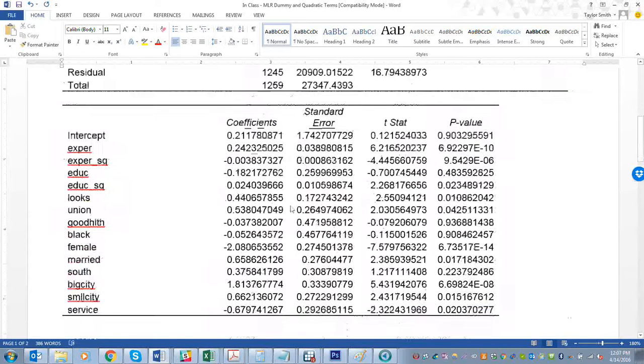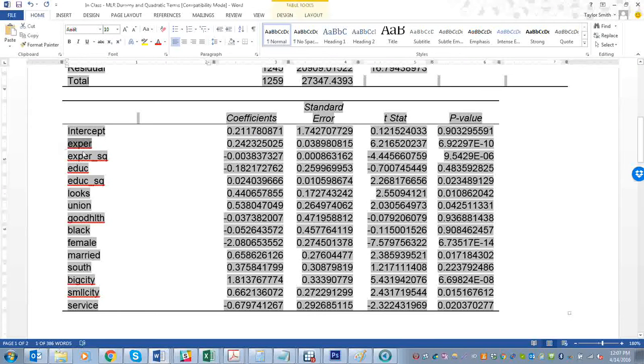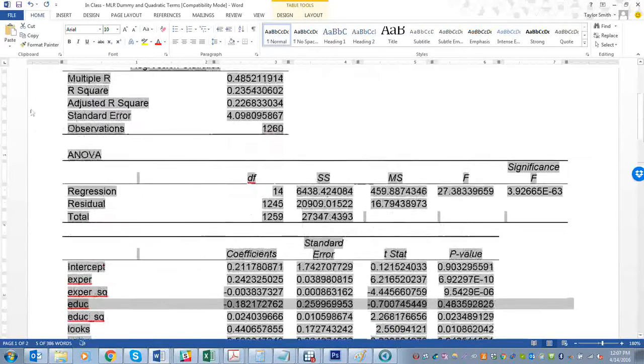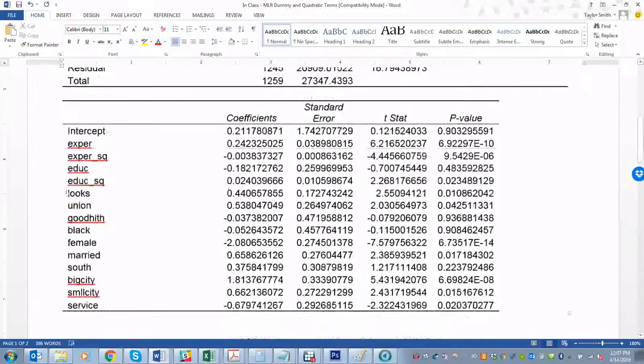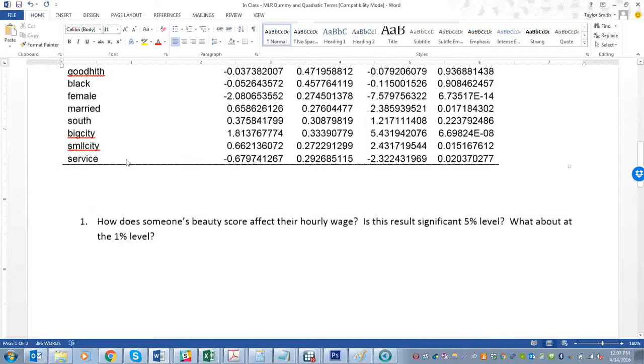So we have a lot of different variables. This is one of the bigger models that we've come across. We have people's experience. We have their education. We have that looks variable. We have if they're in a union, in good health, black, female, married, South. If they live in a big city, if they live in a small city, and if they work in a service occupation. So now let's just go down here. Let's jump into the question.